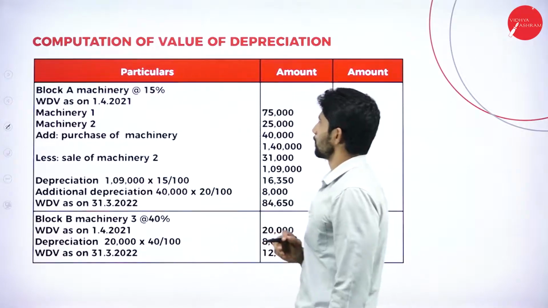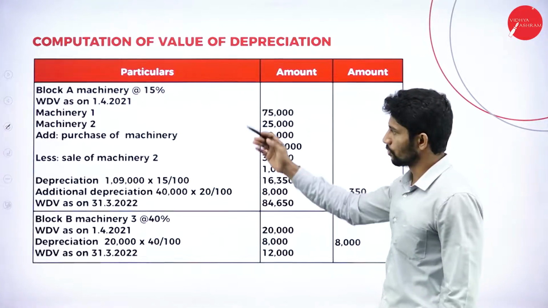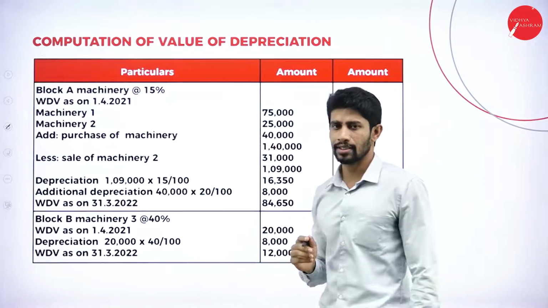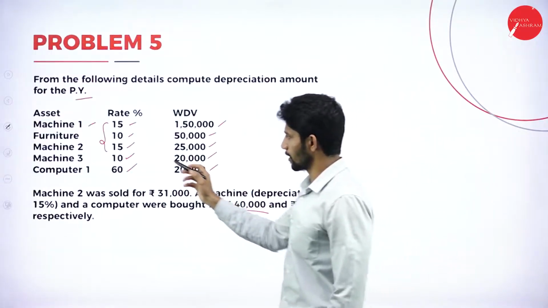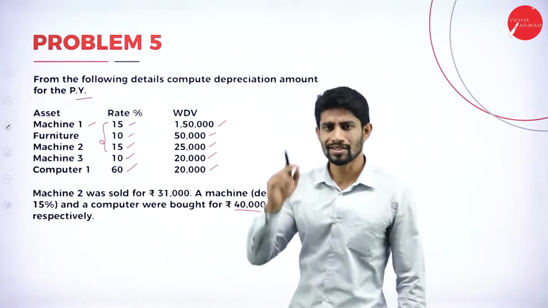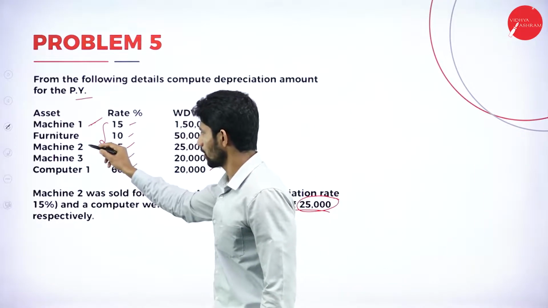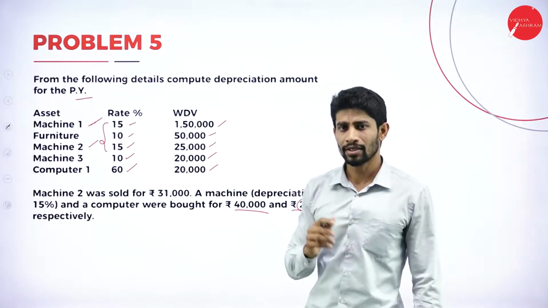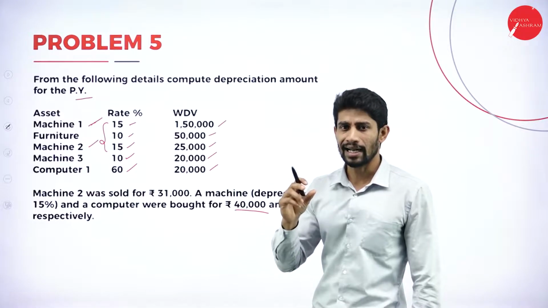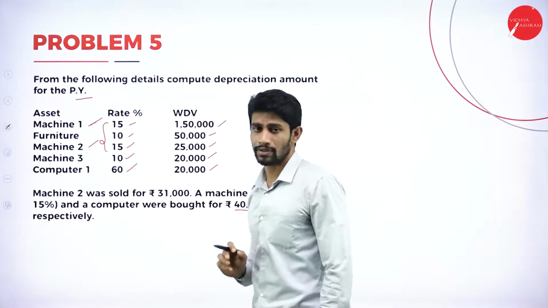So moving on to the answer part. Computation of value of depreciation. Particulars, amount. So block A, machinery, it is at the rate of 15% depreciation. So here you can see two machineries belong to the same block, that is machine 1 and machine 2. So why do they belong to the same block? Because both the machineries attract the same rate of depreciation, that is 15%.